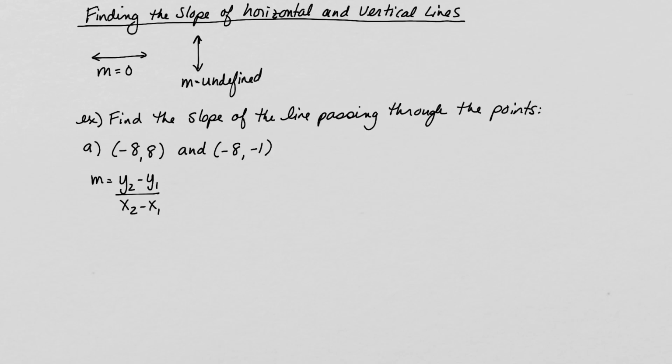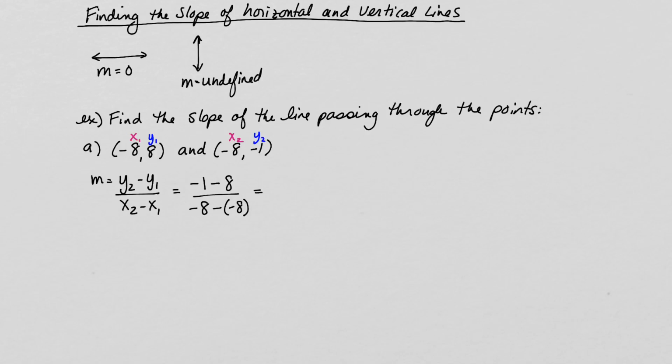So the first thing I'm going to do is label my points. So this is my x1 and my x2. The y part, that's my y1 and my y2. And again, it doesn't matter which you label x1, y1 and which you label x2, y2, it'll work out the same. So if I plug these into my formula, y2 is -1 minus y1, which is 8, so -1 minus 8, divided by x2 is -8, minus x1, which is again -8. So I have -1 minus 8 divided by -8 minus -8.